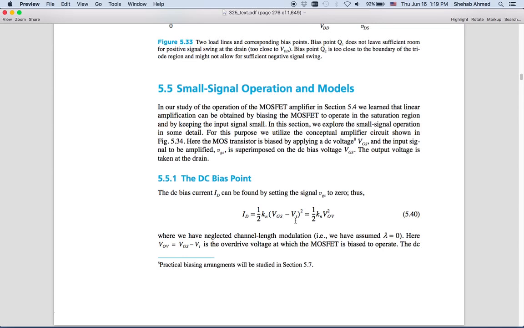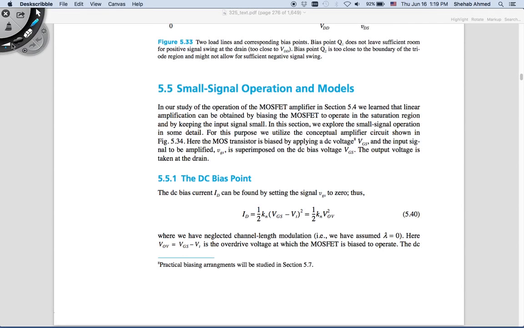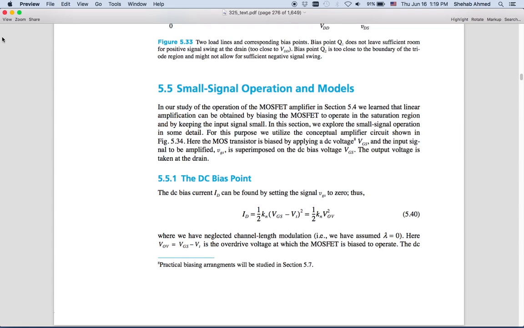This is the equation that governs the drain current in saturation mode. So this is applicable only in saturation mode. So I have to make sure I'm putting the device in saturation mode, meaning the drain to source voltage is greater than the overdrive voltage. So I have to make sure that VDS is greater than the overdrive voltage. If I do that, then I'm in saturation mode. If I'm in saturation mode, I can use this equation for current, assuming I don't have a small signal input.